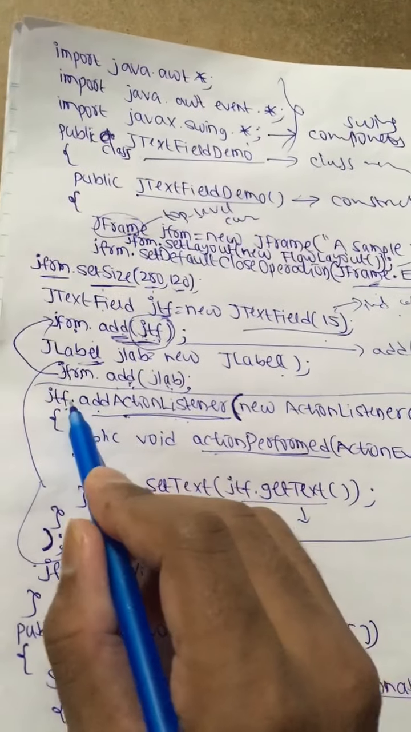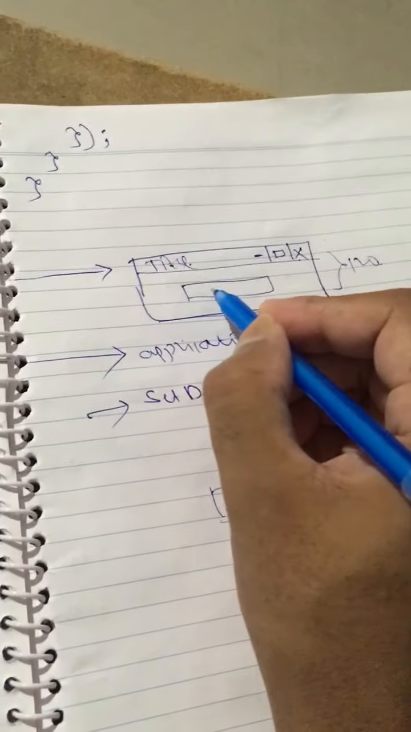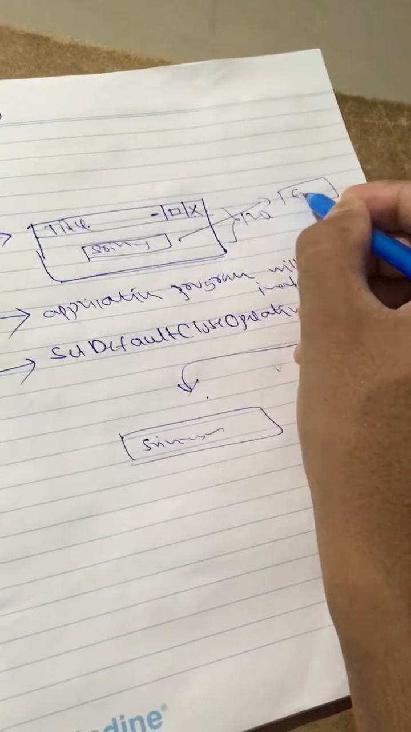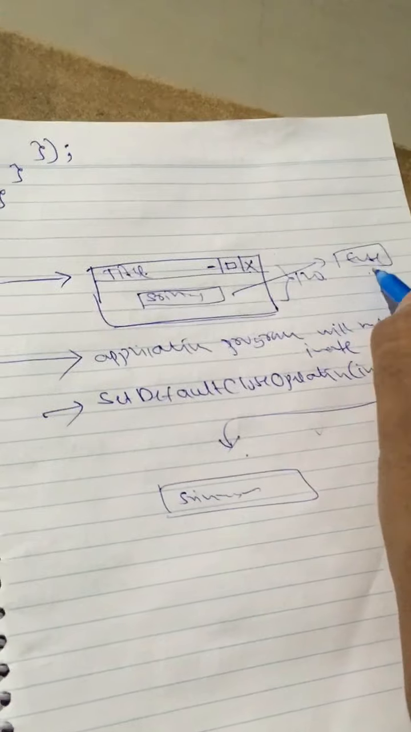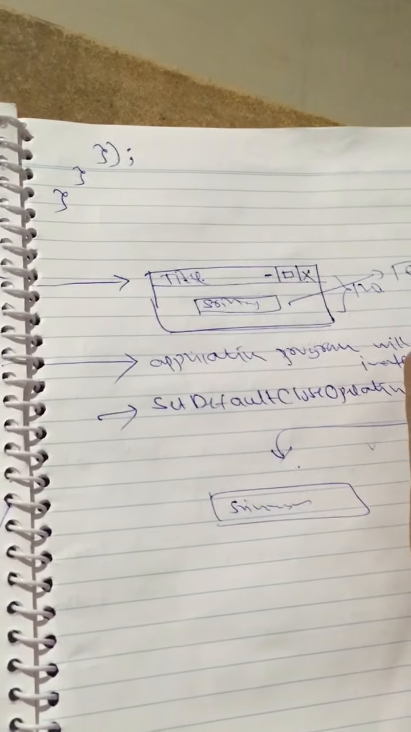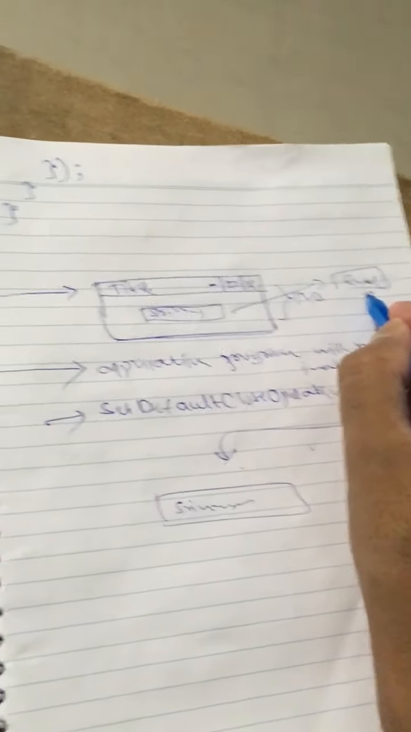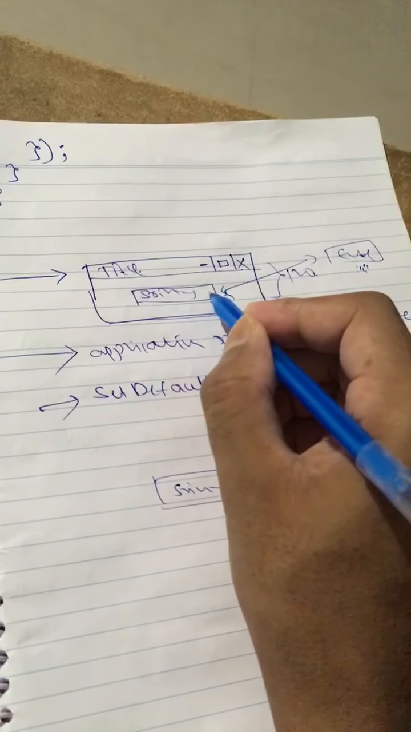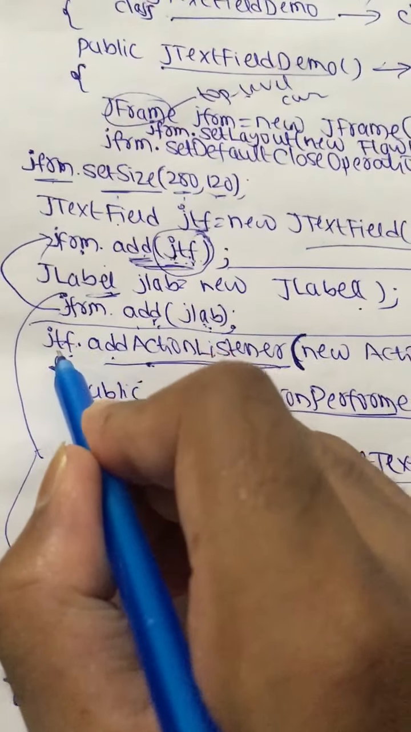Why are we adding an action listener to jtf? Because whenever we type some text into the text field, for example Srinivas, and press the enter button, an action is generated. This must be handled by one action listener. Since we are pressing enter on the text field, that's why we are adding this action listener to the JTextField.